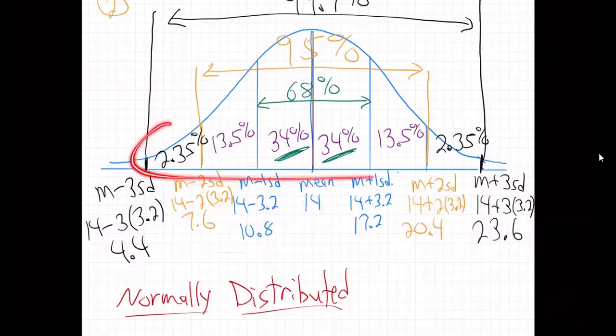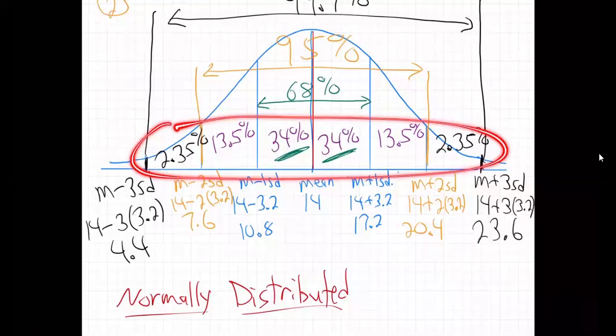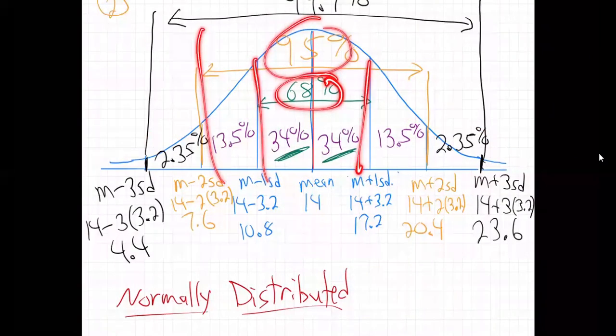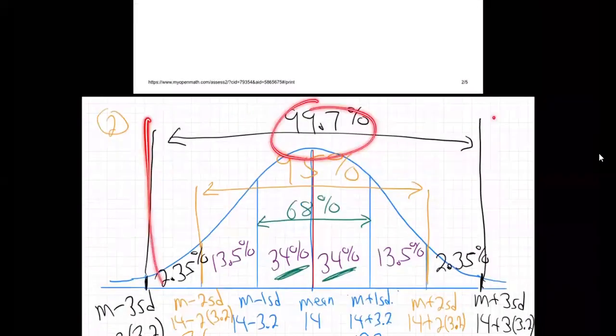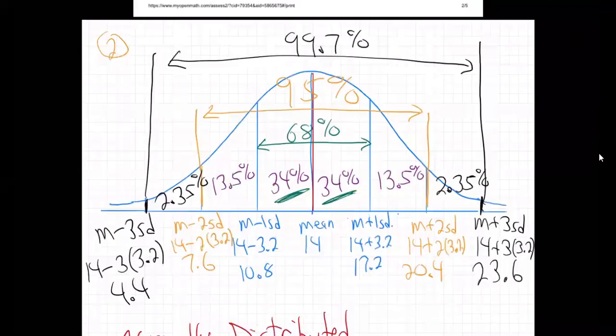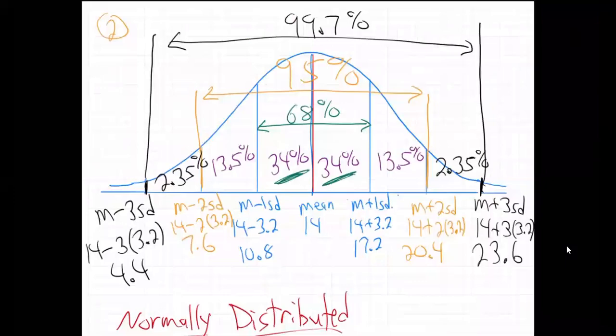The percentages are always the same. That's what I'm telling you. 68% between the first two lines, 95 for the next two, and 99.7 for the 3 lines right and 3 lines left. The percentages are always the same. The numbers on the bottom change. So there we go. There's how we do that.